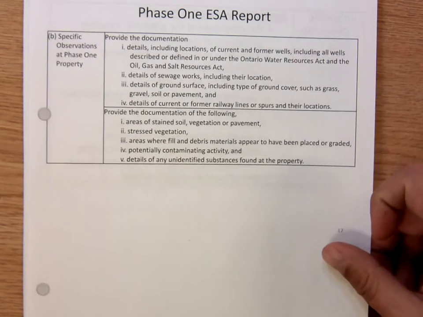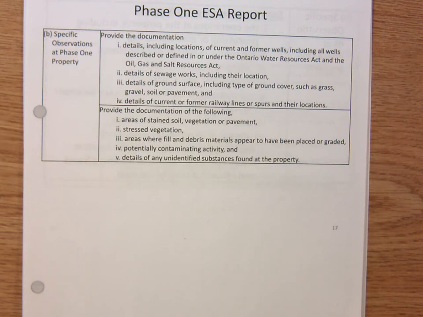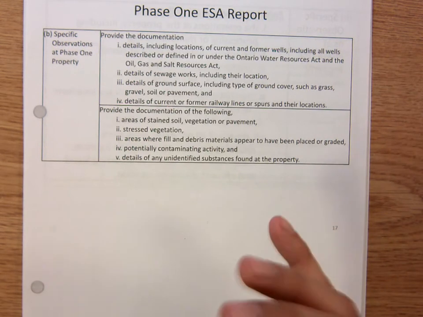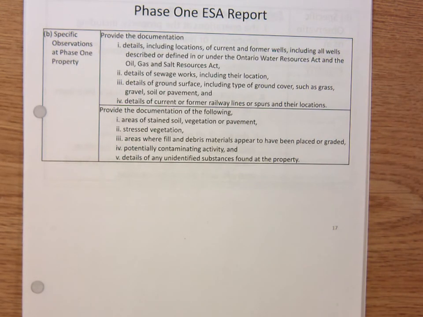You also may have to provide the documentation on details including location of current and former wells, including all wells described or defined in or under the, well, we say Ontario. This is not for Ontario. It could be for Manitoba or Ontario Water Resources Act or Manitoba Environmental Act and the Oil, Gas and Salt Resources Act. Details of sewage works, including their location. This is also very important. If you have any type of sewer line, if you have septic tanks, septic fields in the area, you have to record that in your reports.